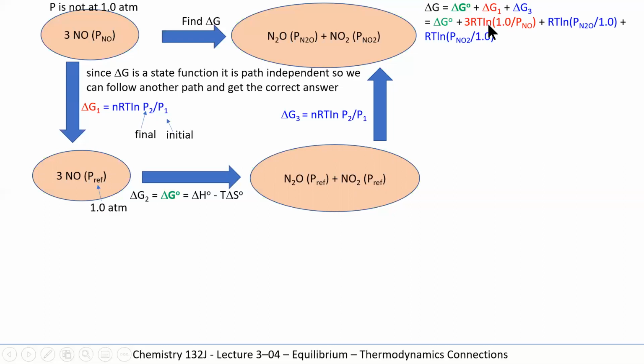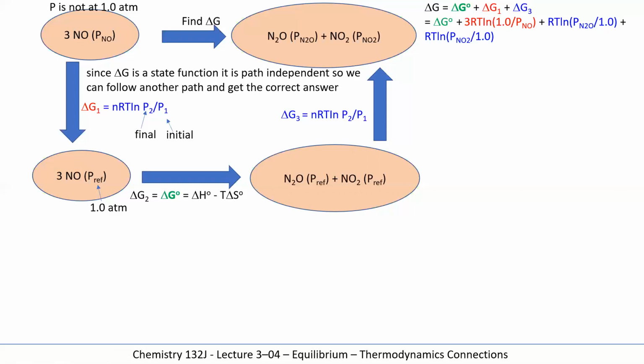And now we can see that for delta G1, we can use the equation nRT ln, where the pressure it's going to change to is 1 atmosphere. The pressure it started with is the original pressure. And notice n is the number of moles. There's 3 moles of NO, so that's why there's a 3 in the equation.